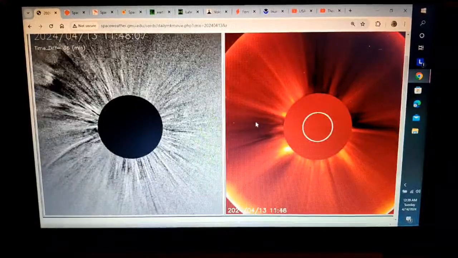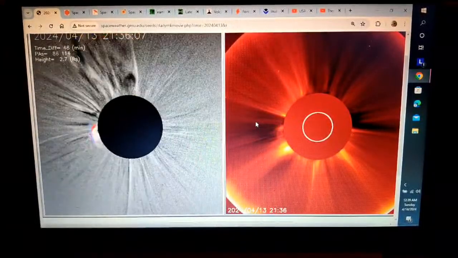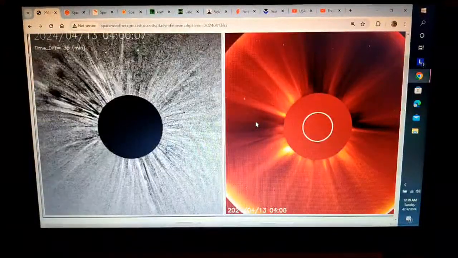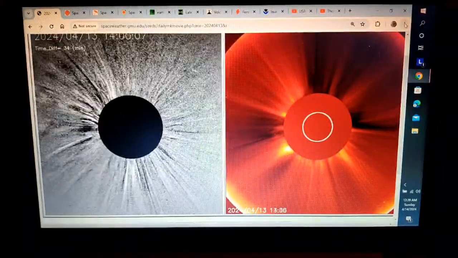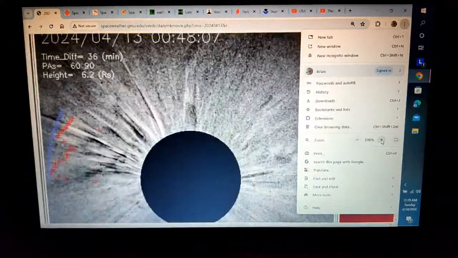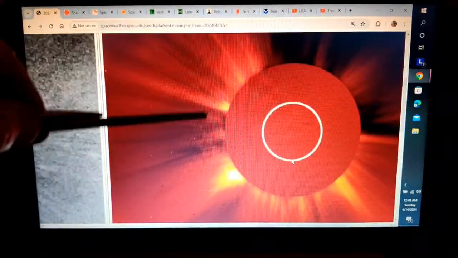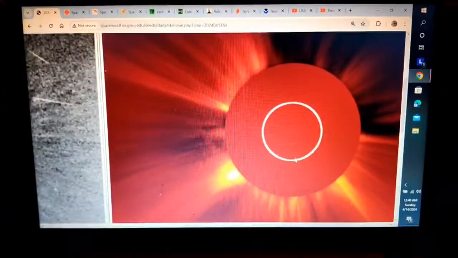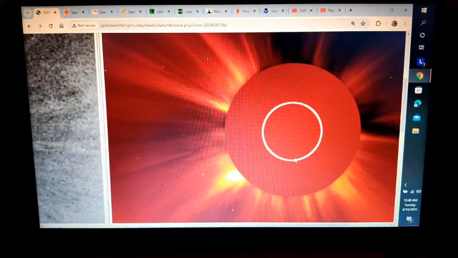Not much going on, but you can make out a little object there in that one. What's interesting is going on here on this one. What I want to do is bring you over to the red side over here. I want you to watch this. Let's get right up close to this area right here. Watch that area. See that?